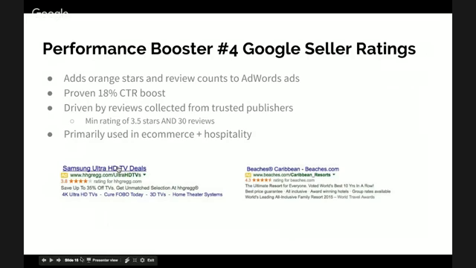So the fourth boost is to be able to take advantage of a service that Google offers that's called seller ratings. And these are primarily driven, you can see here the orange stars that appear in ads, and primarily they're used in e-commerce, specifically in durable goods that are bought online, and also in hospitality, where you have resorts and things like that. And they're driven by reviews that are collected from trusted third-party publishers.